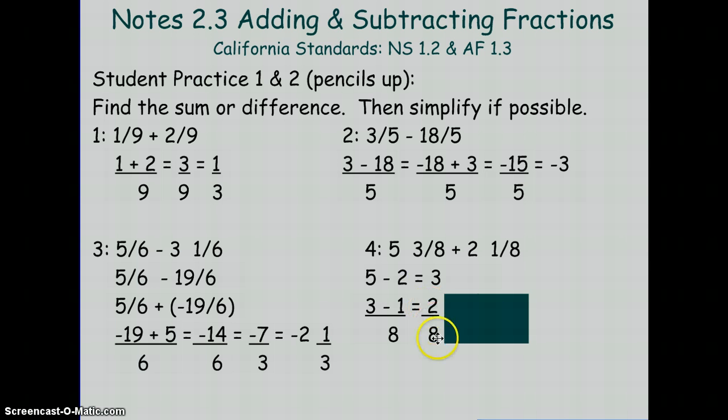I want to reduce this fraction and I want to include my whole number. I can't forget about that. So this, divide them both by 2, I'll get 1/4. So I have 3 and 1/4. Okay, so you want to take a look there.